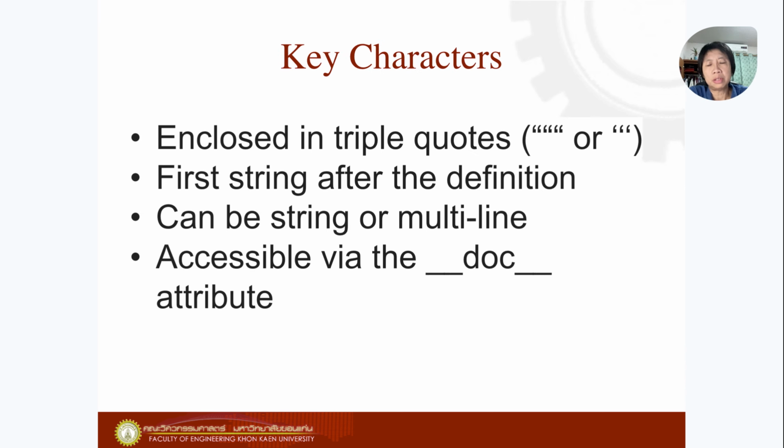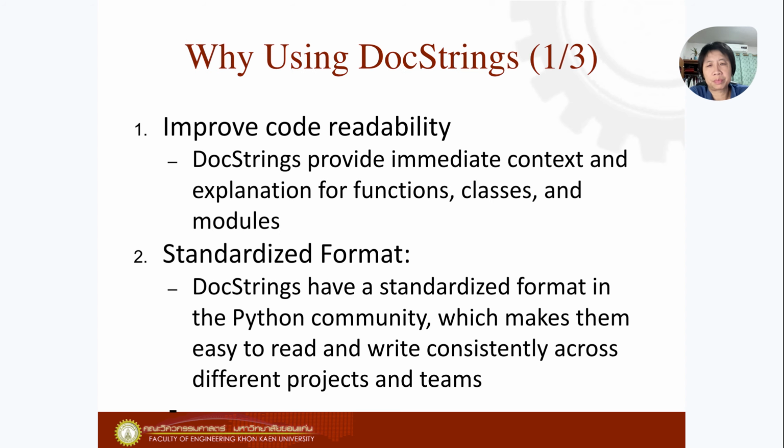In order to define a documentation string in Python, you need to enclose it in triple quotes. It can be triple double quotes or triple single quotes, but normally we would see triple double quotes. And the documentation string will be the first string after the definition. It can be single-line or multi-line. And the documentation string can be accessed via the __doc__ attribute.